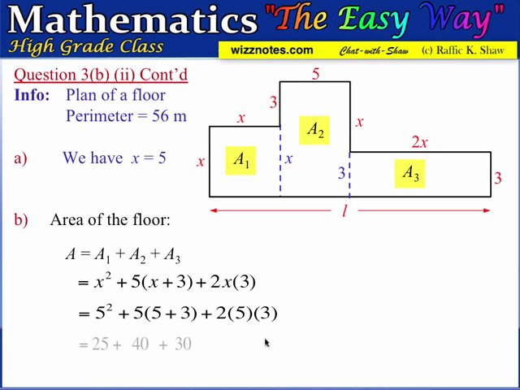We can simplify this now and see that 5 squared is equal to 25. This 5 plus 3 here is 8, so we really have 5 multiplied by 8, which is 40. And then here we have 2 5s, 10, and 10 times 3 is 30. And so the total area of the floor is 25 plus 40 plus 30 meters squared, and 25 plus 40 plus 30 is equal to 95. And so the area of the floor is 95 meters squared. 95 square meters is the area of the floor, and that's the answer for this part of the question.